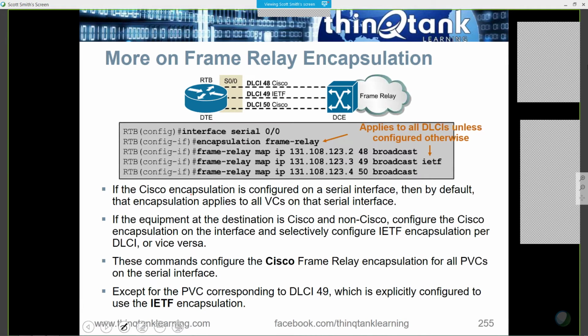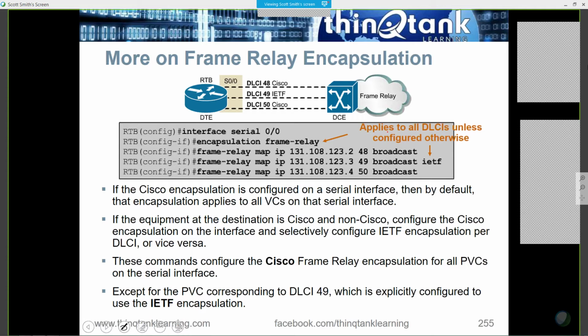All right. You can also specify multiple maps. This would be if it's a multi-point frame relay interface. Multipoint means you have several PVCs that terminate on one interface. Scott, could you also do that on subinterfaces, each one being a subinterface? Yes, but then that would no longer be multipoint, that would be point-to-point. Okay. Multipoint is when multiple PVCs terminate on the same interface.